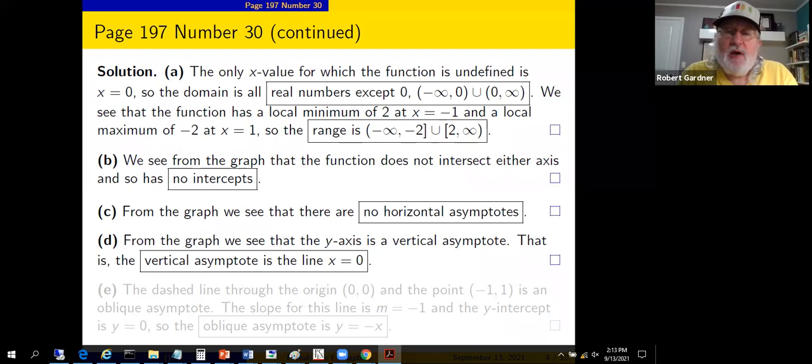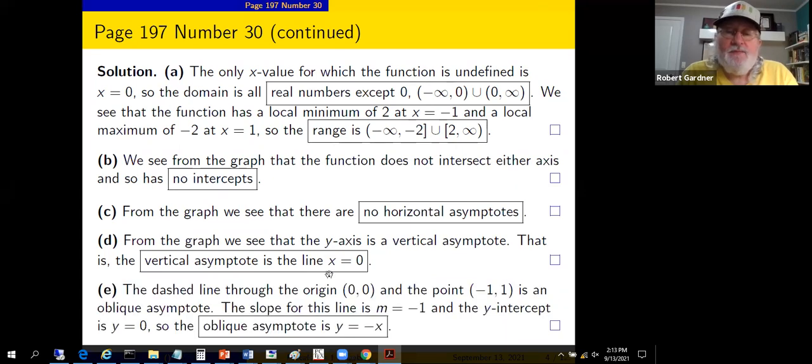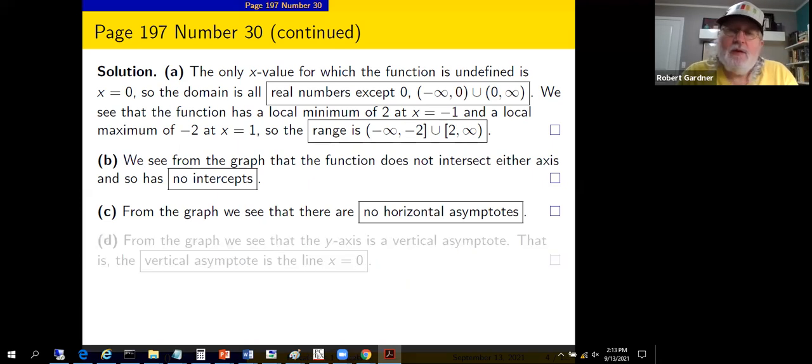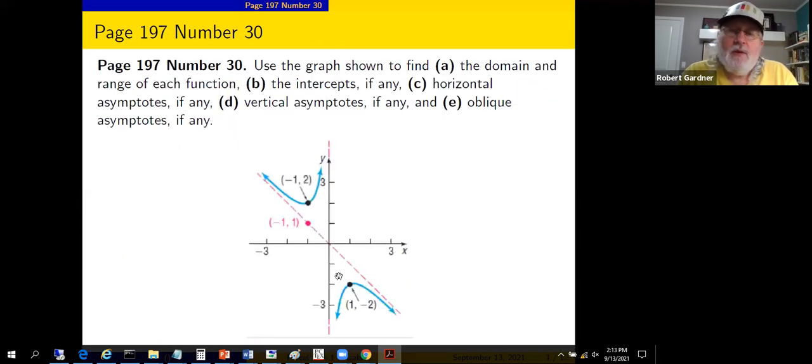And they wanted to know the oblique asymptotes. Well, they gave us a point on that oblique asymptote. They actually gave us 2 points. They gave us the origin and the point -1, 1. Let's go back and look at the picture again. Passes through the origin and the point -1, 1. So we can figure out the equation of this line.